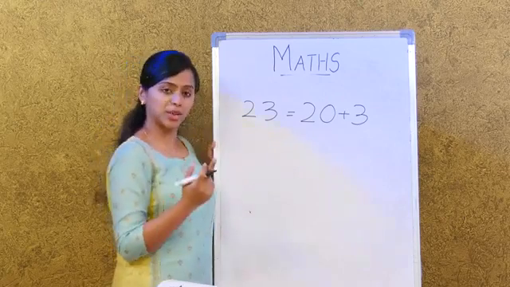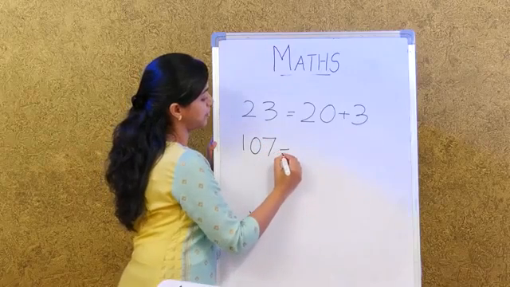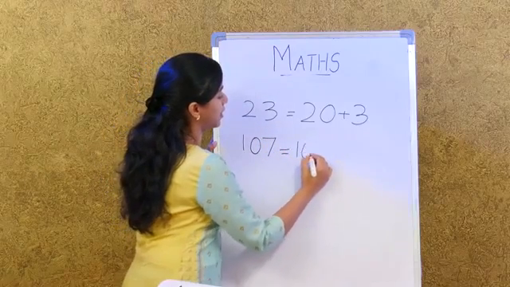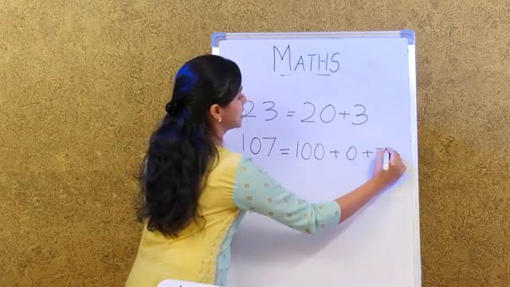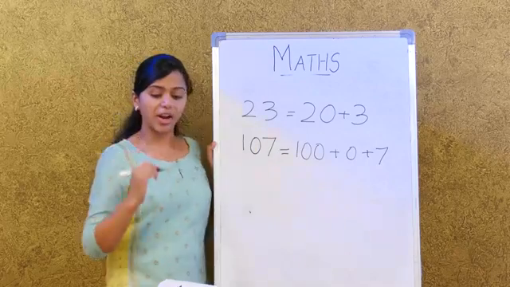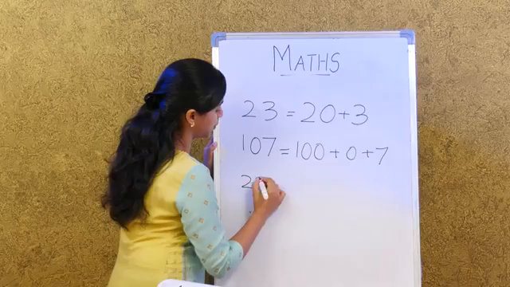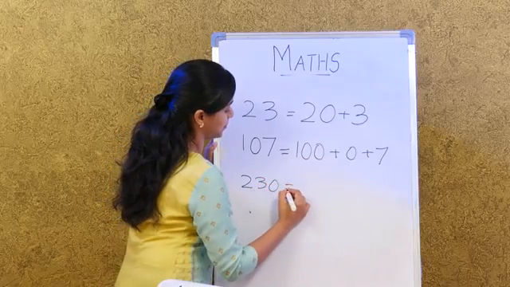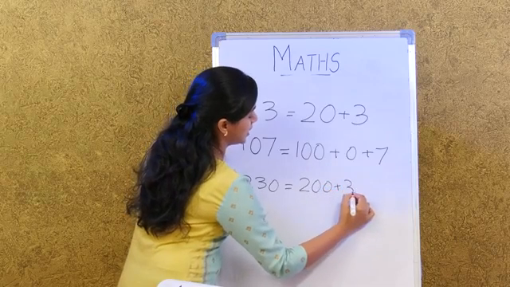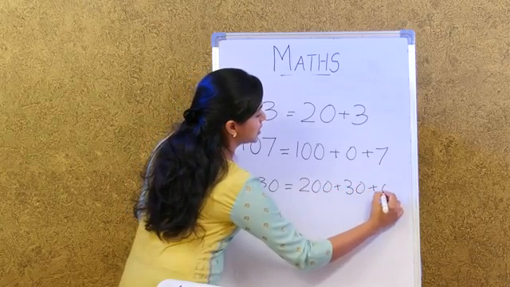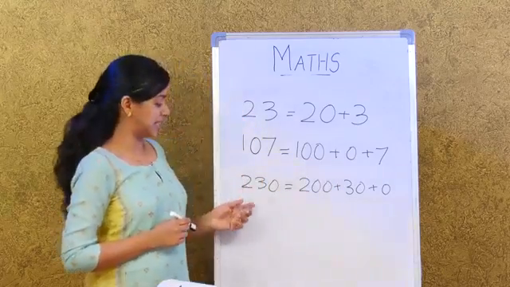And let me try another one, okay? 107. So how do we write it? 100 plus 0 plus 7 becomes 107. Very good. Now let's try 230. So here we have 200 plus 30 plus 0. That becomes the expanded form of 230.